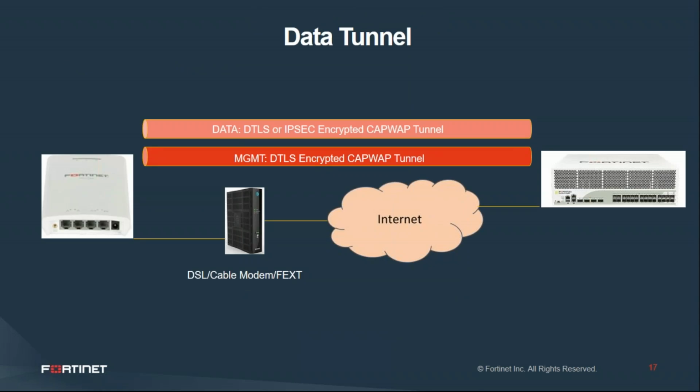Once the FortiGate pushes out the access point profile and the SSIDs to the remote access point, an additional CAPWAP tunnel is created for the data traffic. And this tunnel can be DTLS encrypted, or it can be an IPsec encrypted tunnel. Both of those options are available. The default for the data tunnel is clear text though. So if you want to encrypt that traffic, you need to go in and configure that.